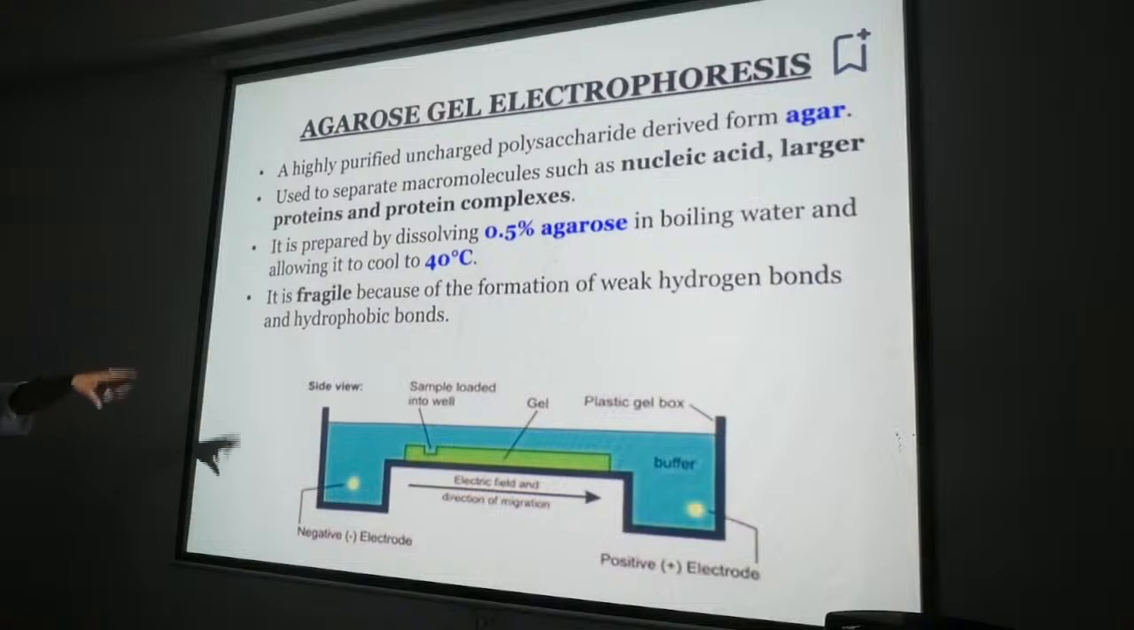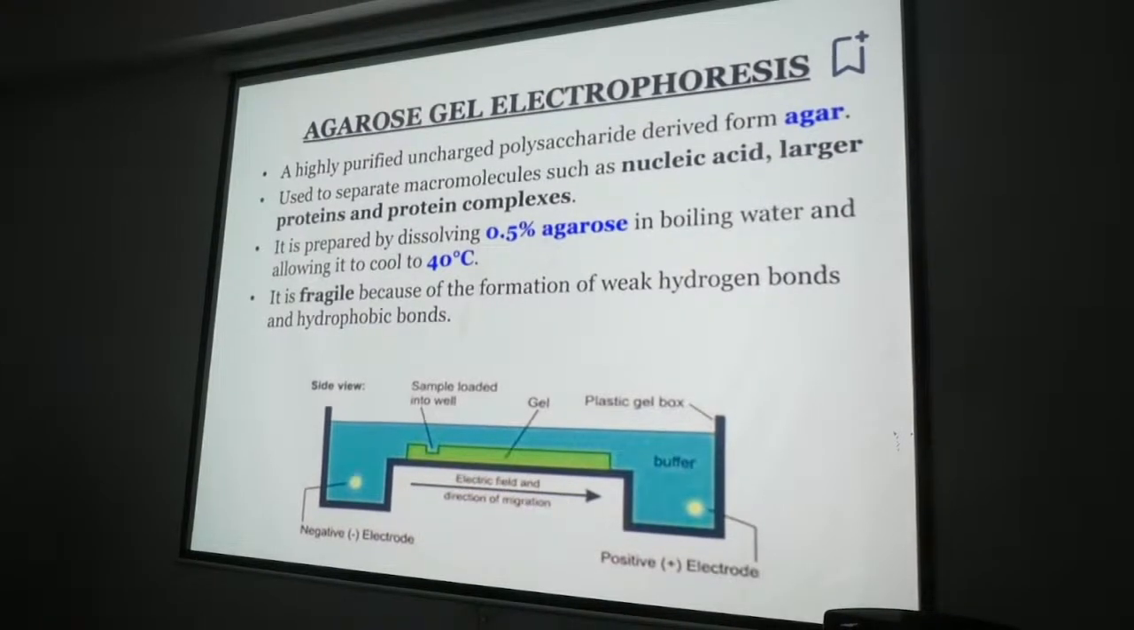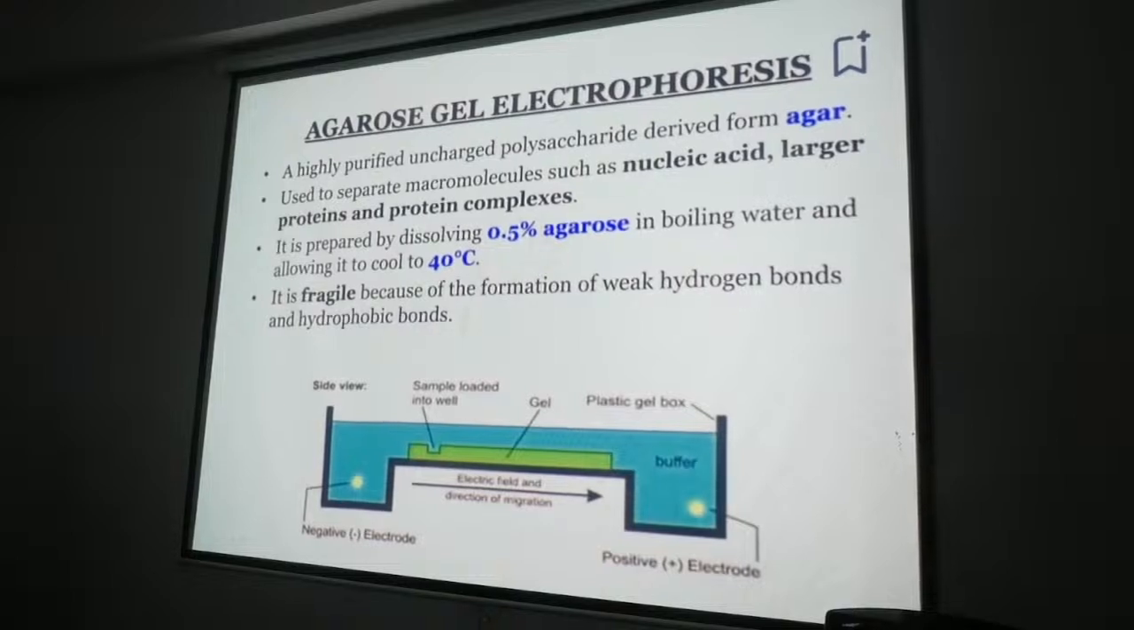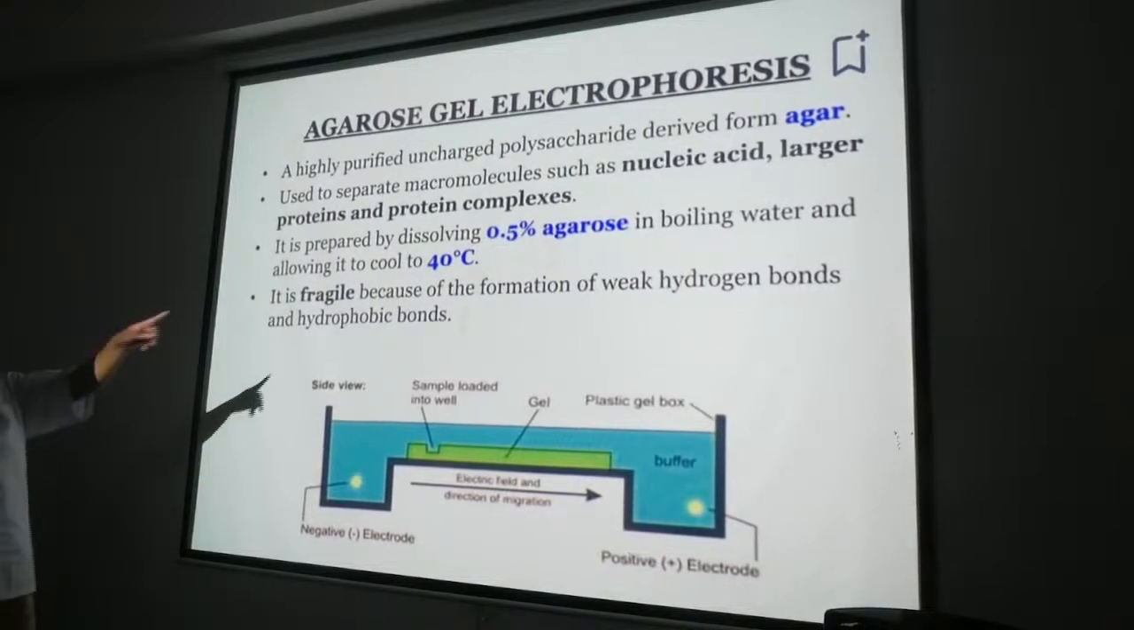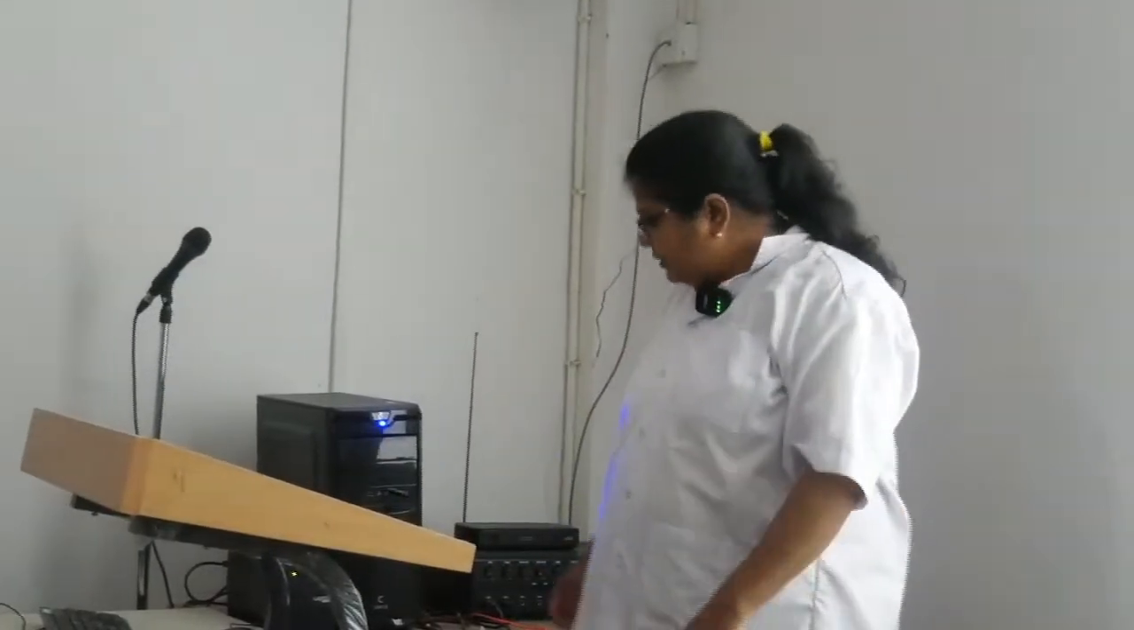Here the agarose gel casting is done. Agarose is a highly purified uncharged polysaccharide derived from agar, used to separate macromolecules such as nucleic acids, larger proteins and protein complexes. It is prepared by dissolving 0.5% agarose in boiling water and allowing it to cool to 40 degrees centigrade, and then the gel is formed. It is fragile because of the formation of weak hydrogen bonds and hydrophobic bonds.